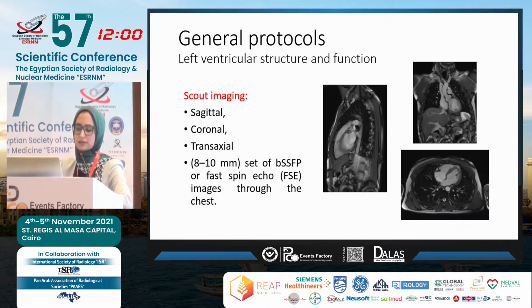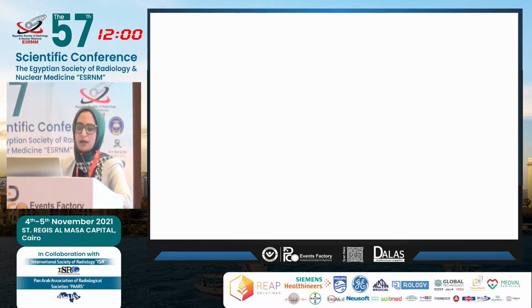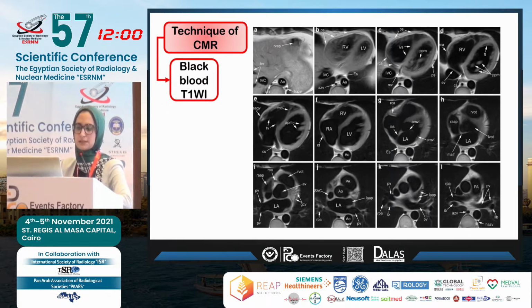on the LV axis. So what we do is we generally take scout imaging in the form of sagittal, coronal, transaxial sequences. So these are basic fast spin echo sequences, or what we call SSFP, that's steady state free precession sequences. And then we use those for the accurate planning along the cardiac axis. First, we take black blood T1 weighted images. That's for the purpose of knowing the anatomy.